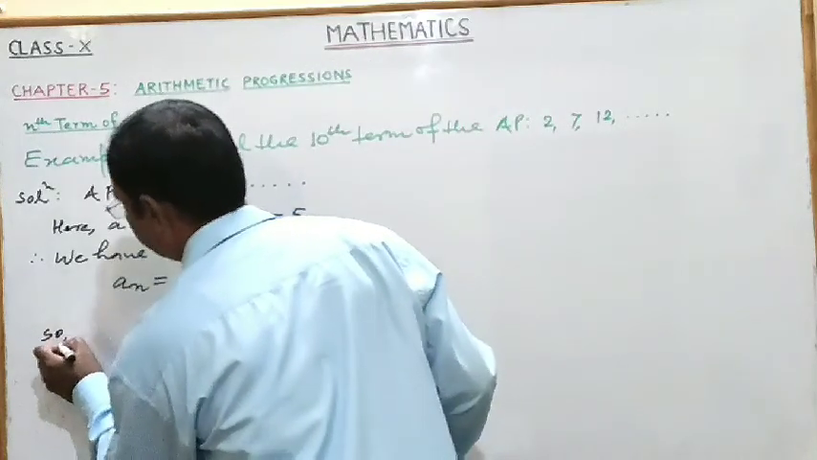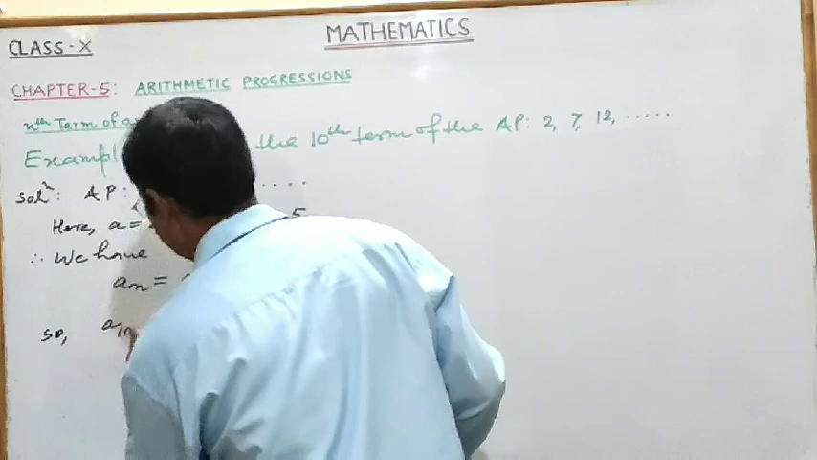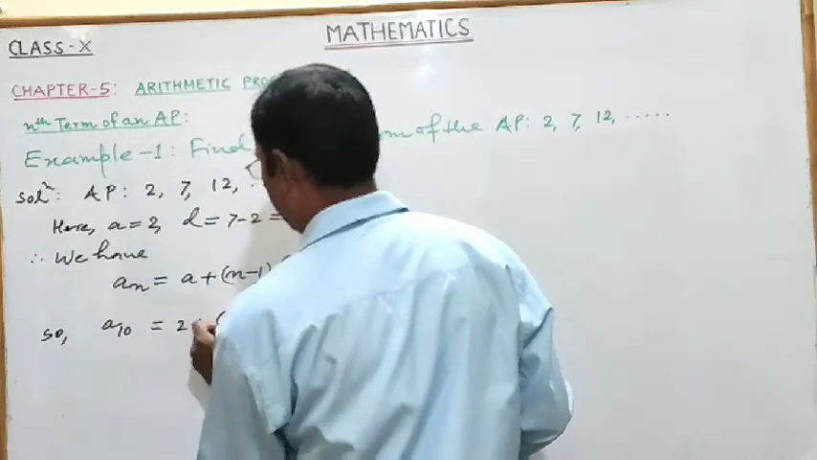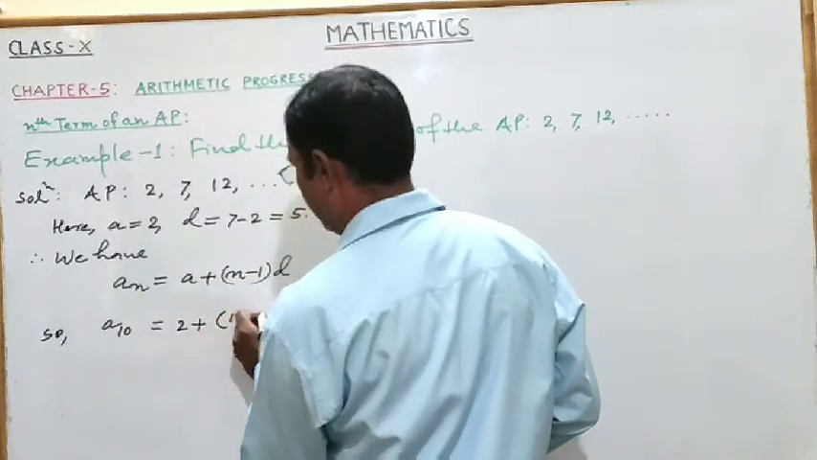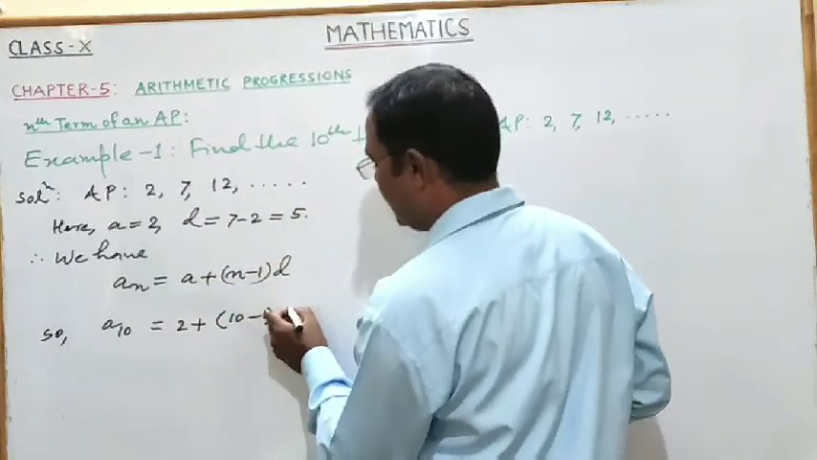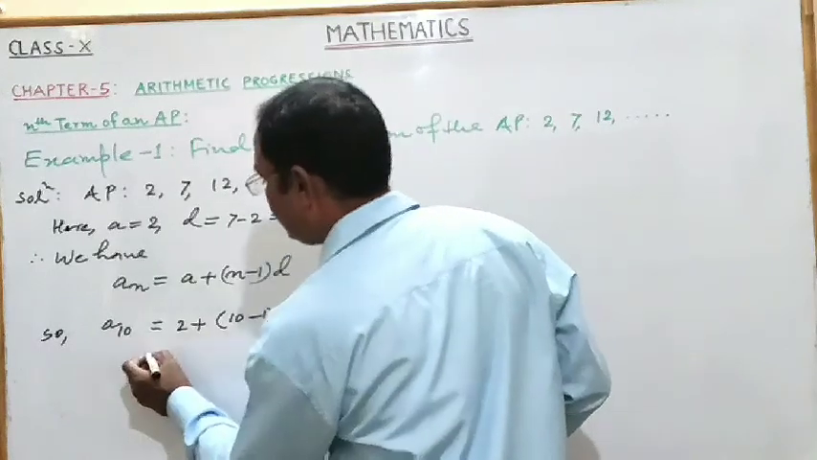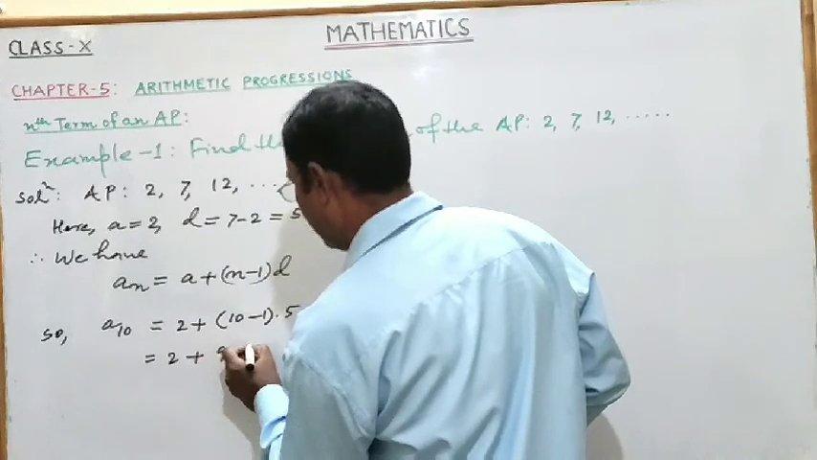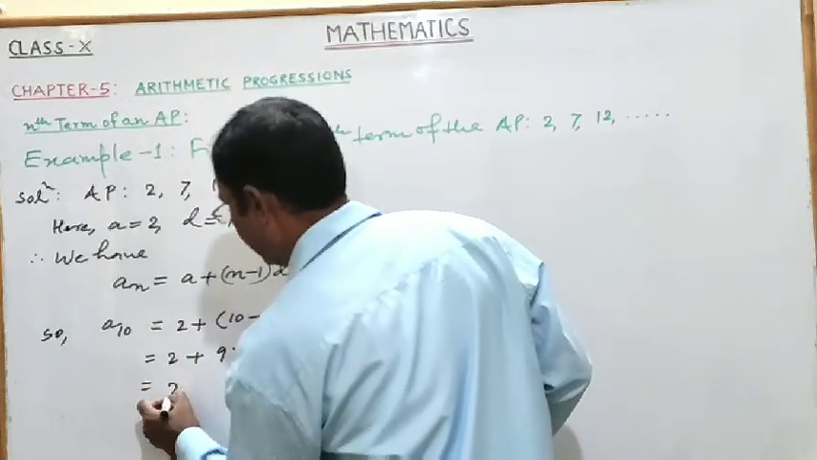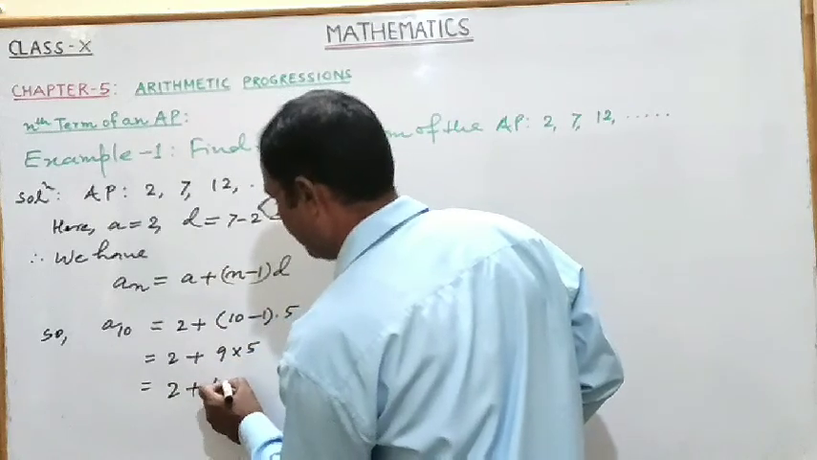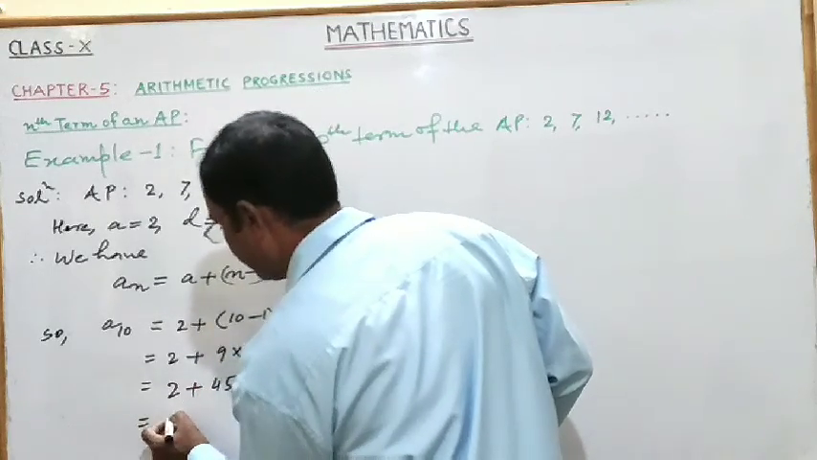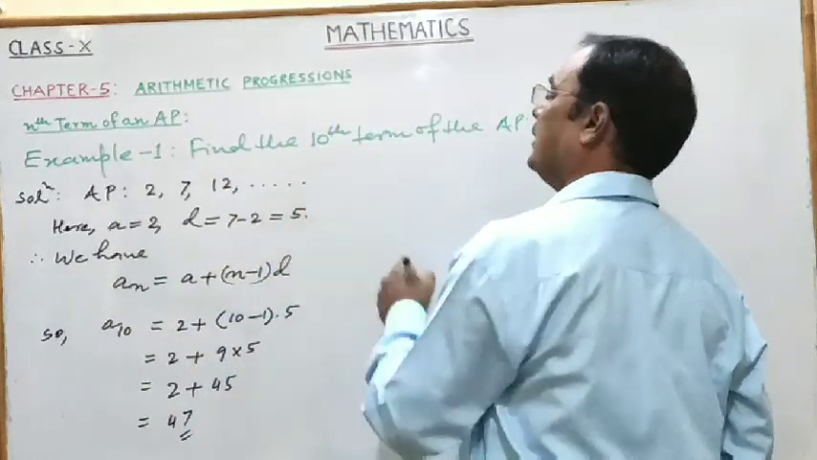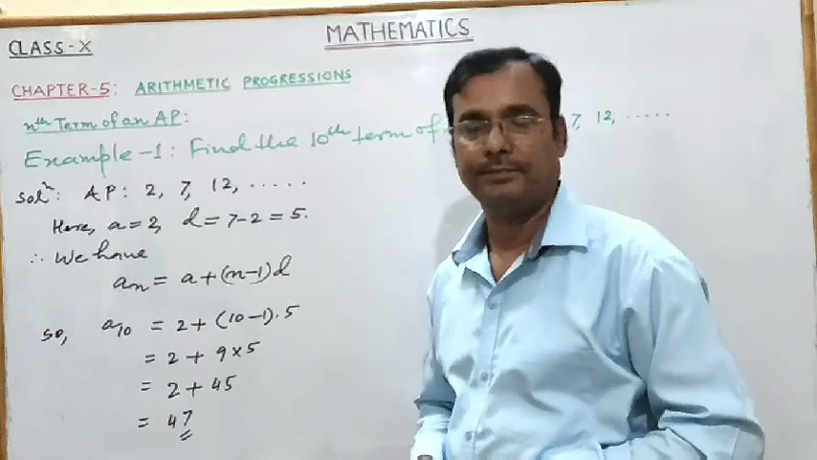So A10 is equal to first term A is 2 plus n is 10 minus 1 into D is 5. So 2 plus 10 minus 1, 9, into 5. So this is 2 plus 9 into 5, 45. 2 plus 45, 47. So 10th term of this AP is 47.